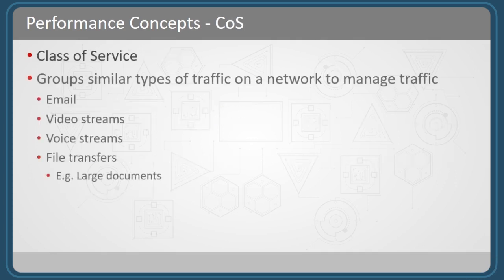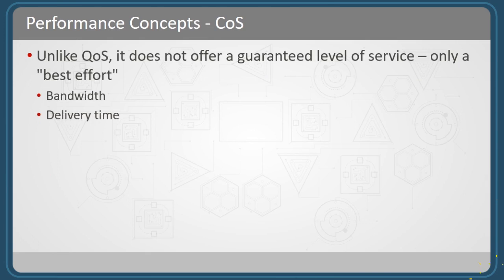Class of service groups similar types of traffic on a network to manage the overall traffic for things like email, video streams, voice streams, and file transfers, particularly large documents. So again, when it sees those similar types of communications, it just puts them together into these classifications to try to maintain and manage each one a little more effectively as a separate type of class. So unlike quality of service, it does not offer any kind of guaranteed level of service, but rather a best effort in terms of bandwidth and delivery time.